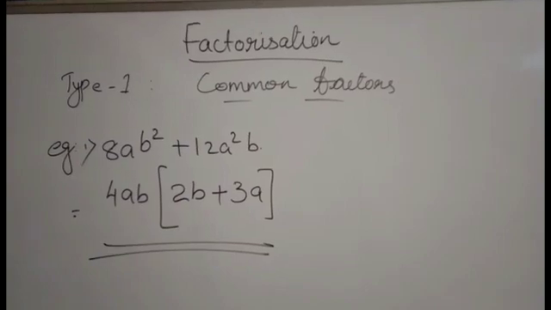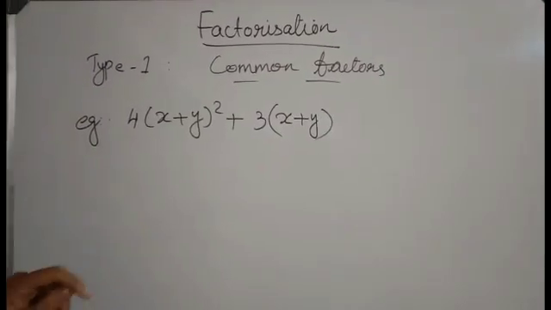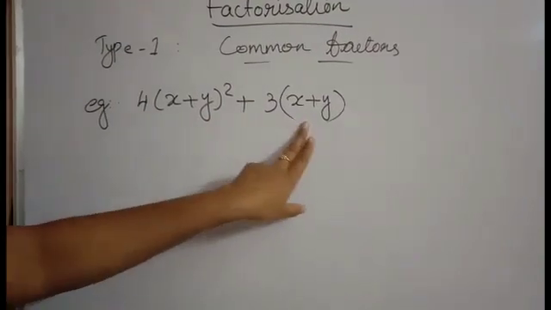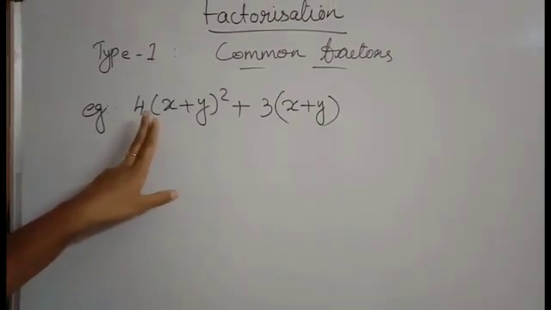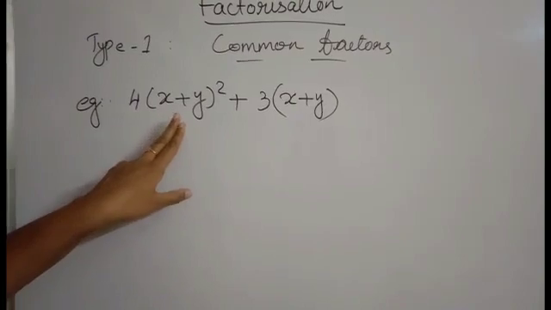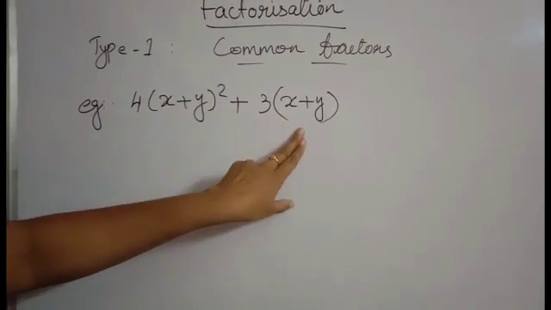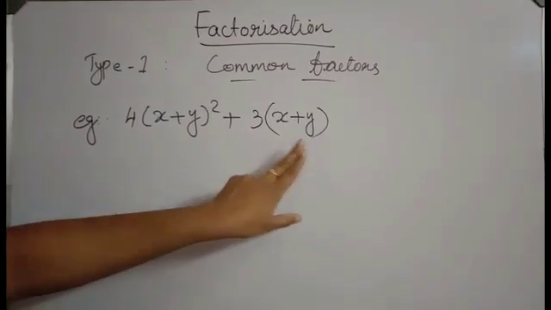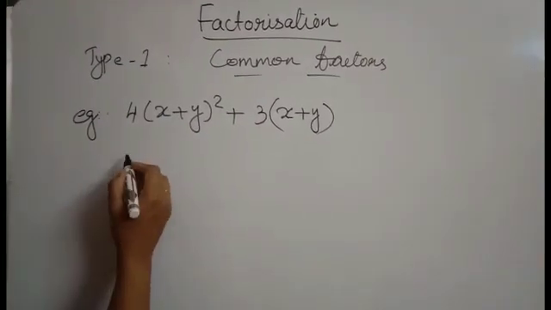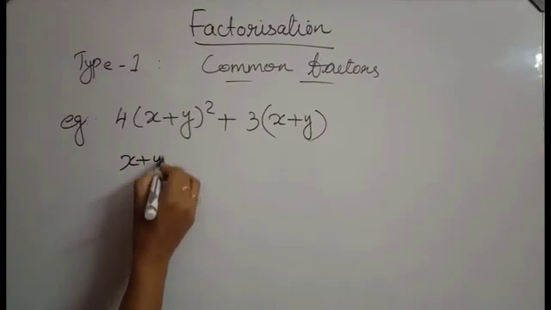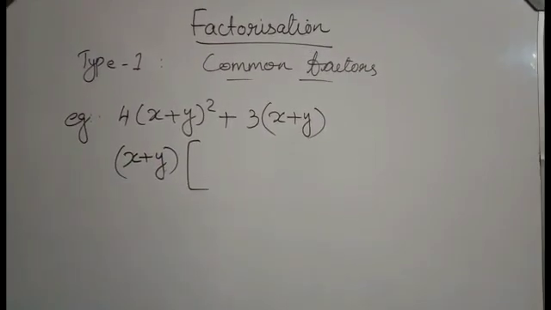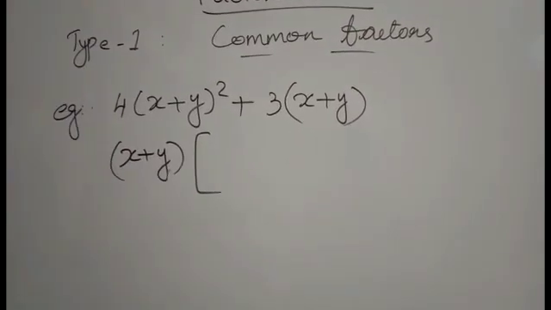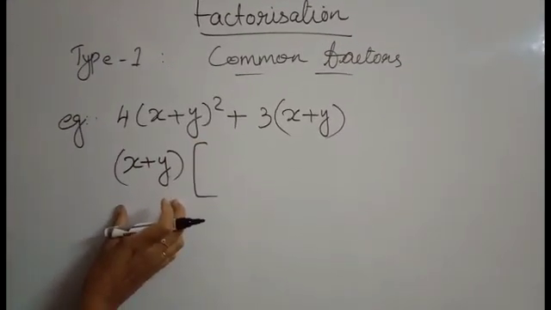And consider one more example. Look at this expression. There are two terms you can see here, and in the first term there is x plus y the whole square, and in the second term there is x plus y. So we can take x plus y common from these two terms. If you take x plus y outside, the same way as in the previous case, you have to divide each term by the term we are taking out common.